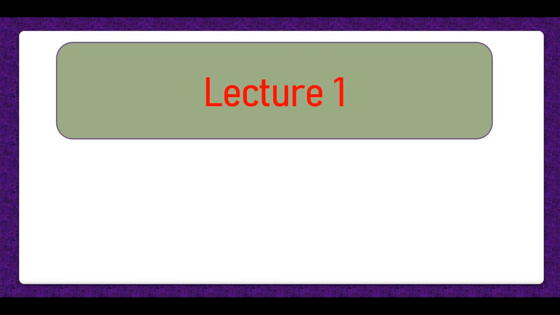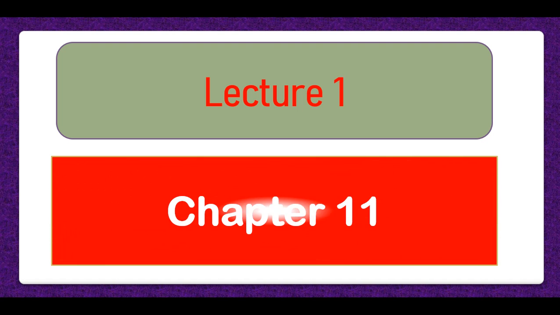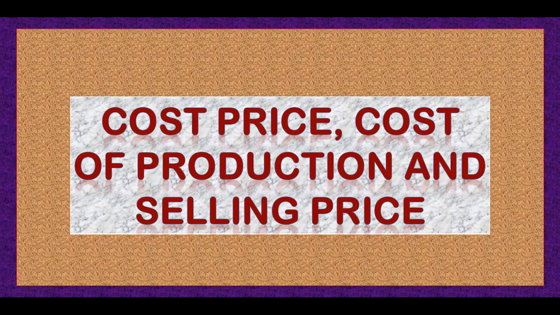This is our first lecture on Chapter 11, and all of you know that our Chapter 11 is cost price, cost of production, and selling price.